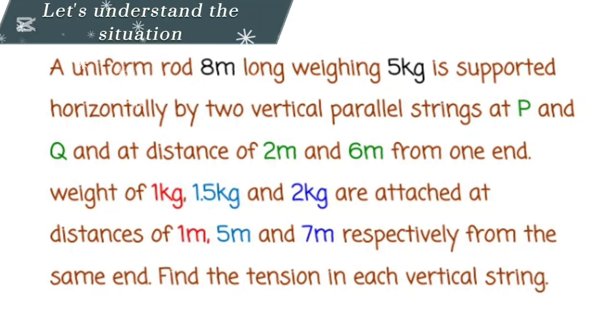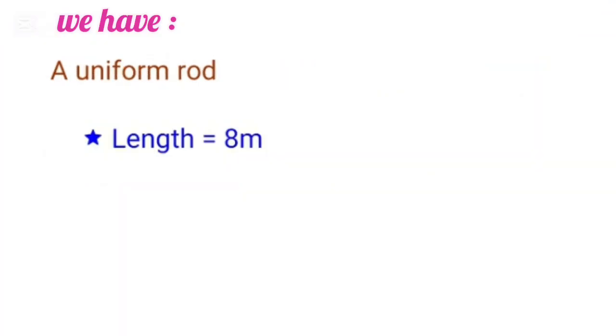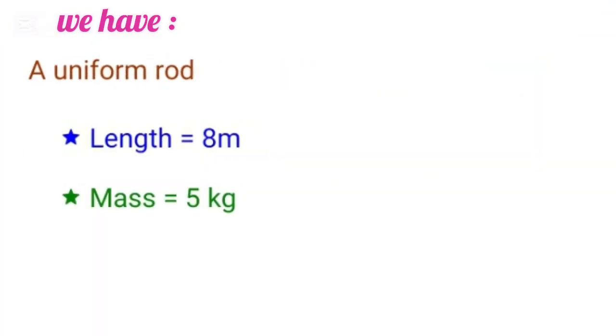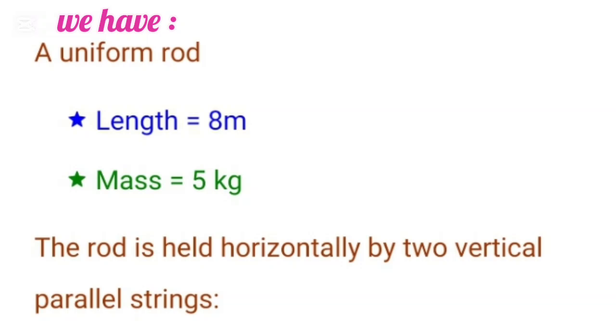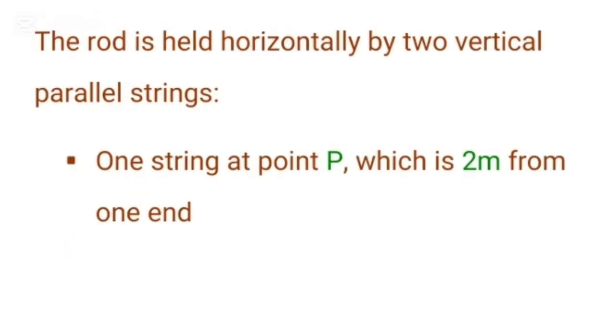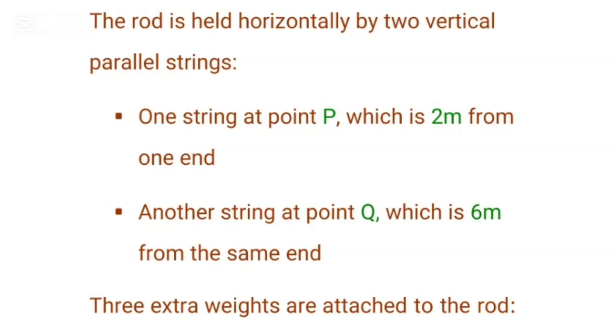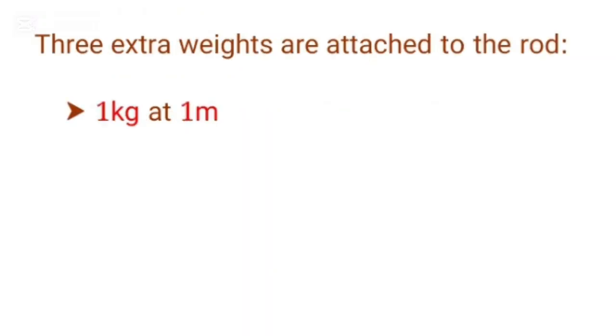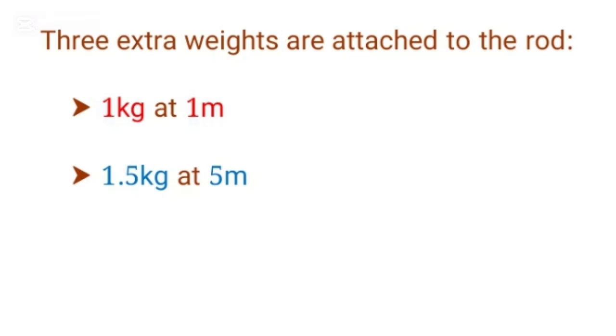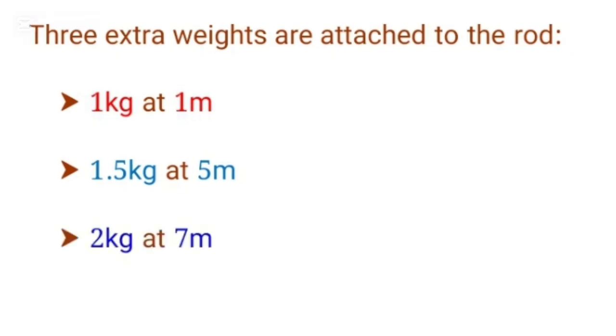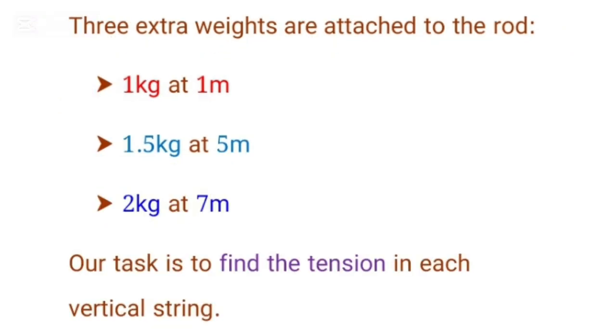Let's understand the situation. We have a uniform rod, length 8 meters, mass 5 kilogram. The rod is held horizontally by two vertical parallel strings. One string at point P, which is 2 meters from one end, another string at point Q, which is 6 meters from the same end. Three extra weights are attached to the rod: 1 kilogram at 1 meter, 1.5 kilogram at 5 meters, 2 kilogram at 7 meters. Our task is to find the tension in each vertical string.